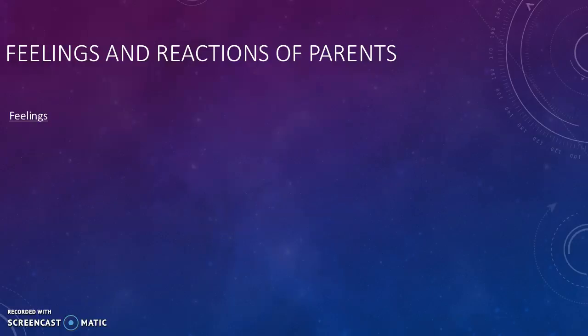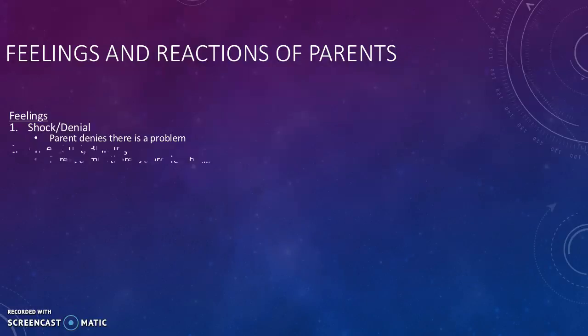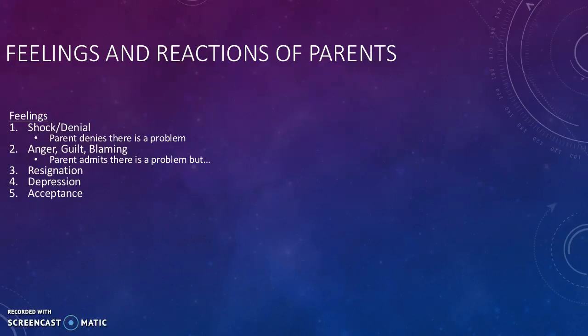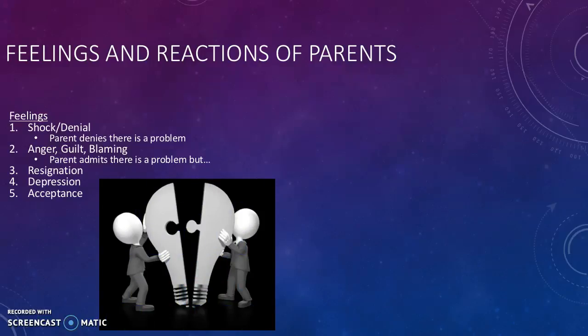Feelings and reactions of parents. Some feelings they could be feeling are, one, shock and denial, where the parent denies that there's a problem with their student. Two is anger, guilt, or blaming. The parent admits there's a problem, but there's a reason for it. The third one is resignation. Fourth is depression. Fifth is acceptance.